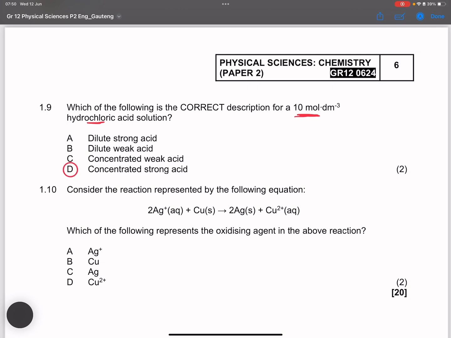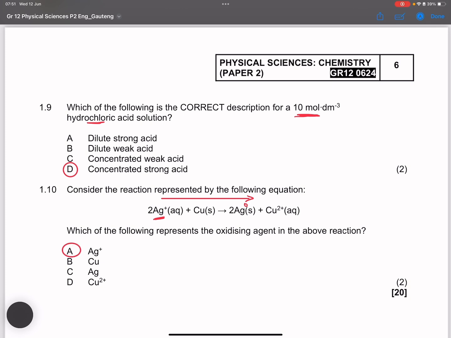And then finally, they say consider the reaction represented by the following equation. They say which one of the following represents the oxidizing agent in the above reaction. Now remember, the oxidizing agent is the one that undergoes a reduction. And in this case, it means that reduction would actually be a reduction in the oxidation number. So Ag plus starts as 1 plus, it ends up as Ag0. So that definitely underwent reduction. So that means that Ag plus is our oxidizing agent. Okay, so it is A.